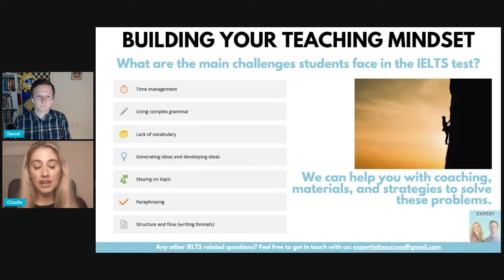Another one is vocabulary. Now, this is a big one, because in the band descriptors, vocabulary is something that they're assessed on, and repetition is something that is mentioned in the band descriptors. So you want to teach them vocabulary, once again, in a natural way, where they're not memorizing a list of words, but they're actually learning topic-based vocabulary that they can apply to their life, that they can apply to essays, that they can remember.